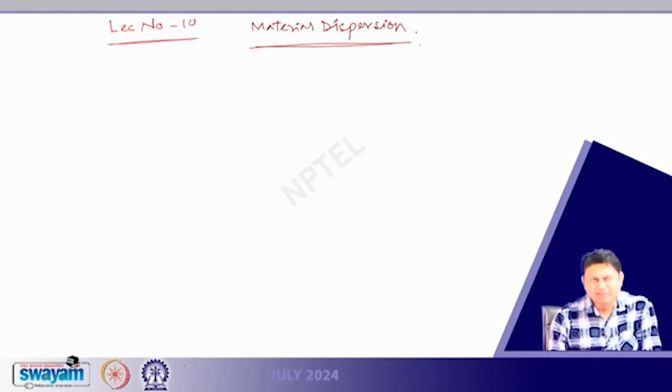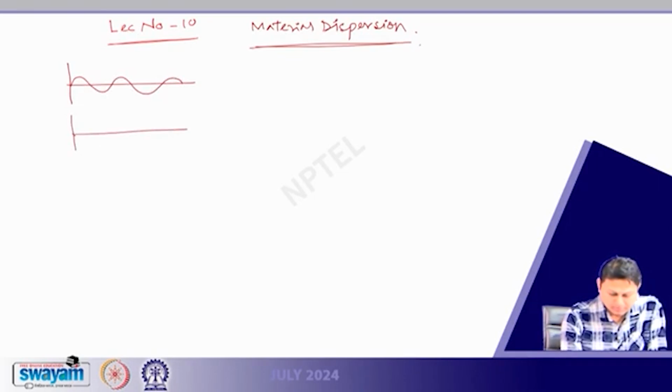In material dispersion, what we are going to study is how light, when it is propagating inside a medium, based on the wavelength, the different frequency components of the light will propagate at different speeds. How it happens, we are going to understand in detail in today's class.